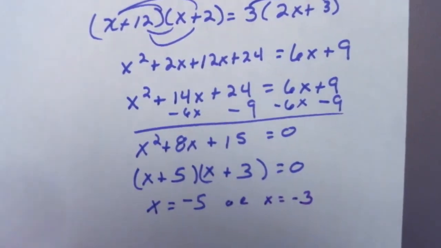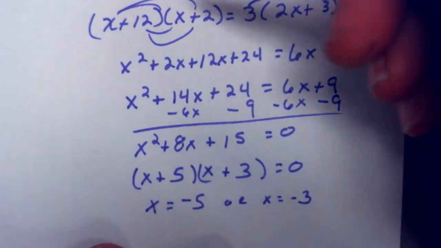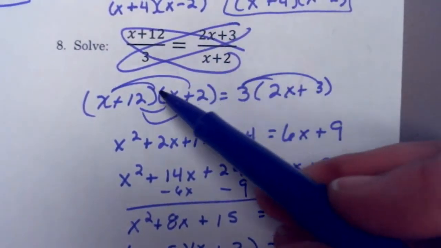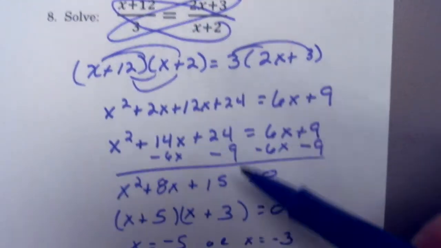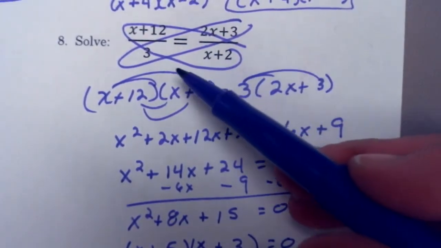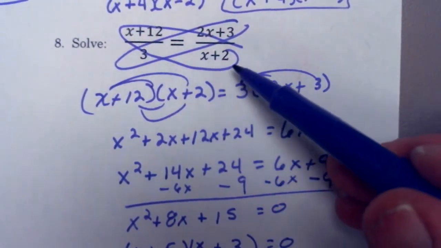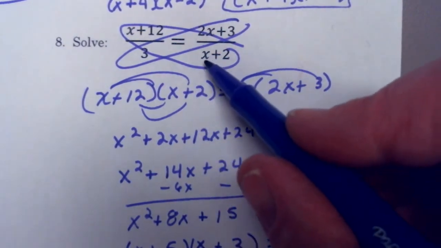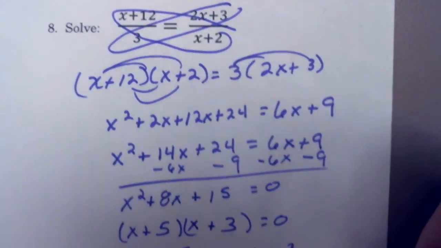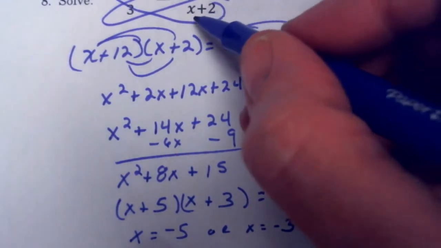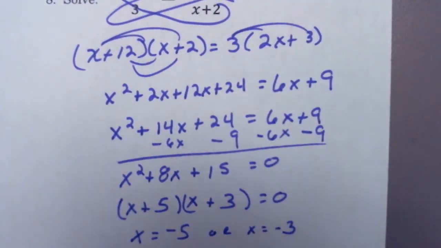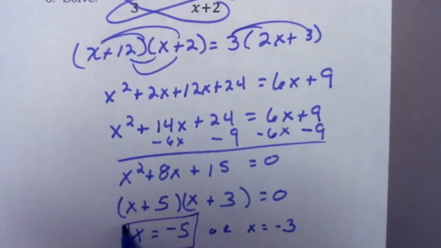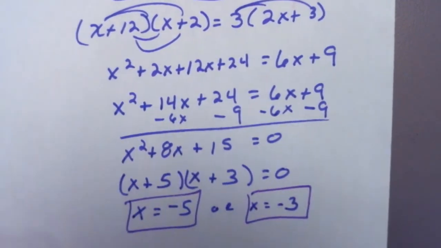Now, before you say those are for sure solutions, you need to look up into the original problem. Check to see if -5 or -3 would make either denominator equal to 0, because that would make it not part of the domain. Okay, so -5 is good, and -3 is good, because -3 plus 2 is -1, which is still doable. So these are both solutions, -5 and -3.